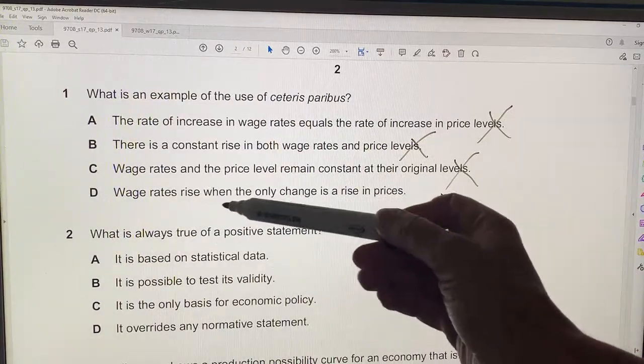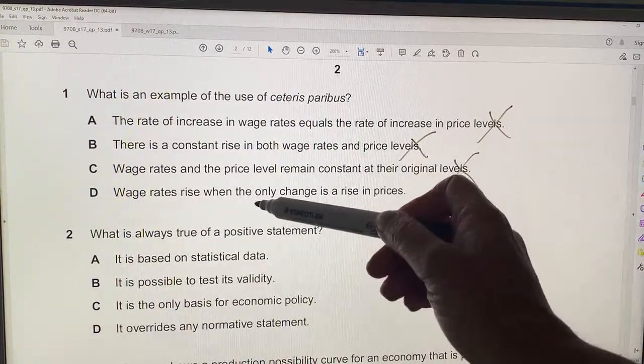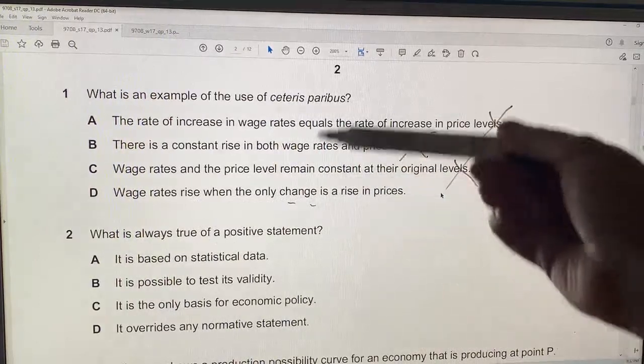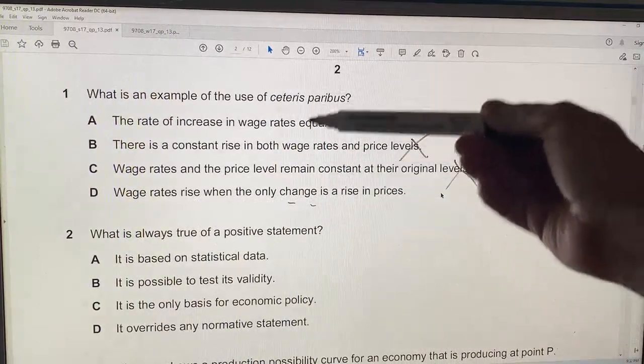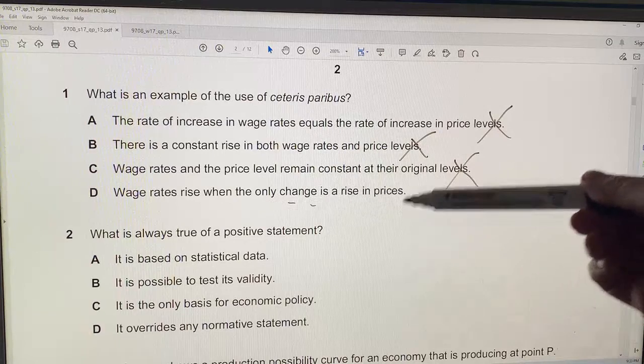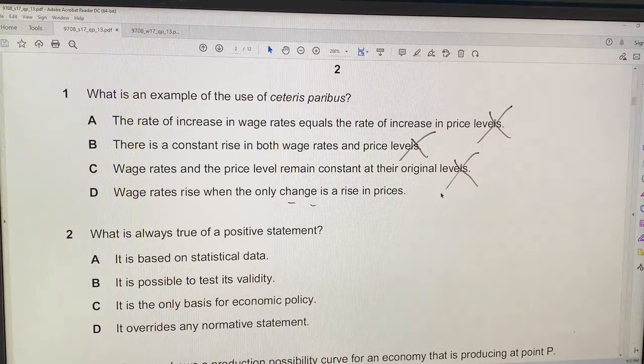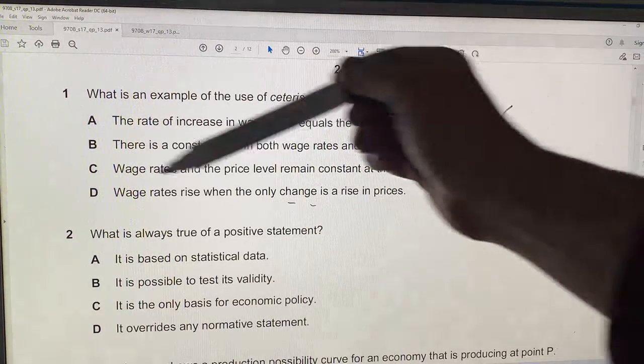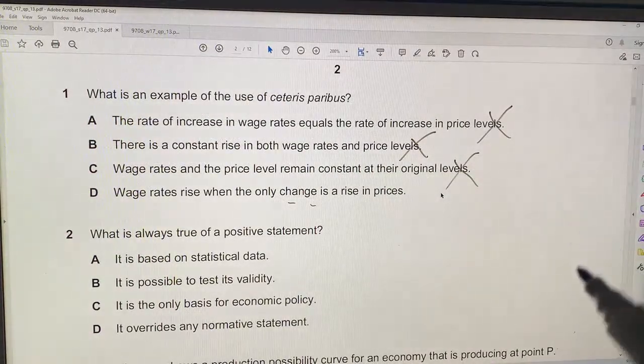Wage rates rise when the only change is a rise in prices. That's ceteris paribus. One change and everything else remains the same. So the answer for one is D.